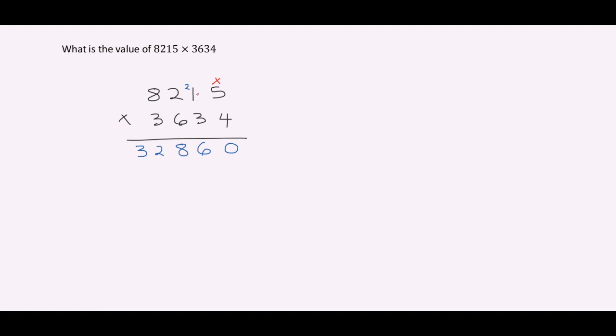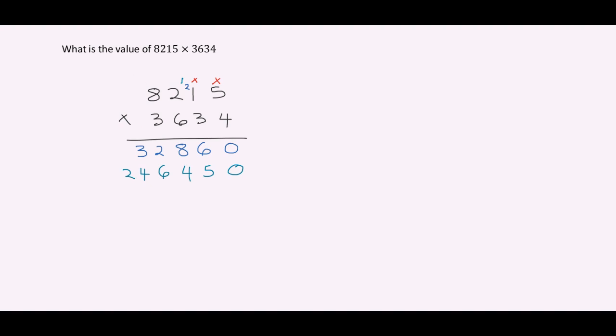Next, we go over to the next column, which is the tens column. And so to start off, we're going to put a 0 in the ones column. So 5 multiplied by 3, we have 15. So we write 5 and we carry up the 1. 1 multiplied by 3, we have 3 plus 1, we have 4. 2 multiplied by 3, we have 6. 8 multiplied by 3, we have 24. So put a 4 here and a 2 right here.